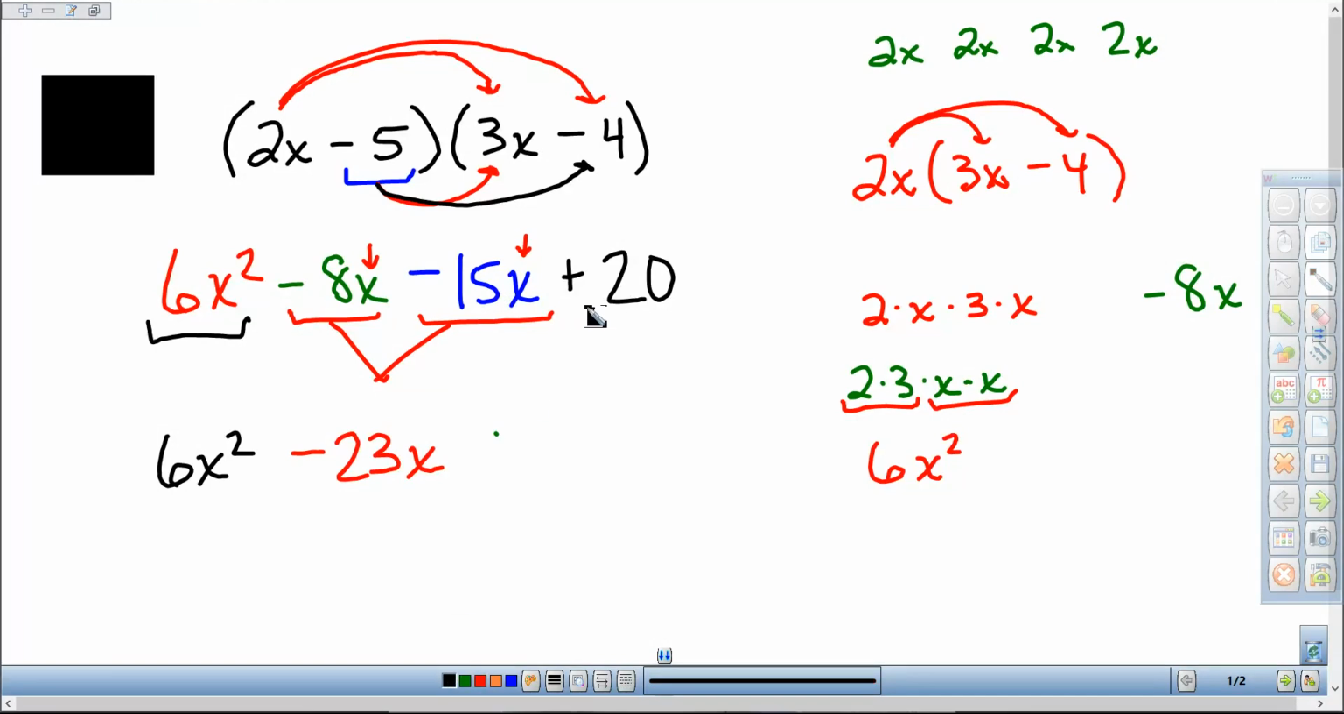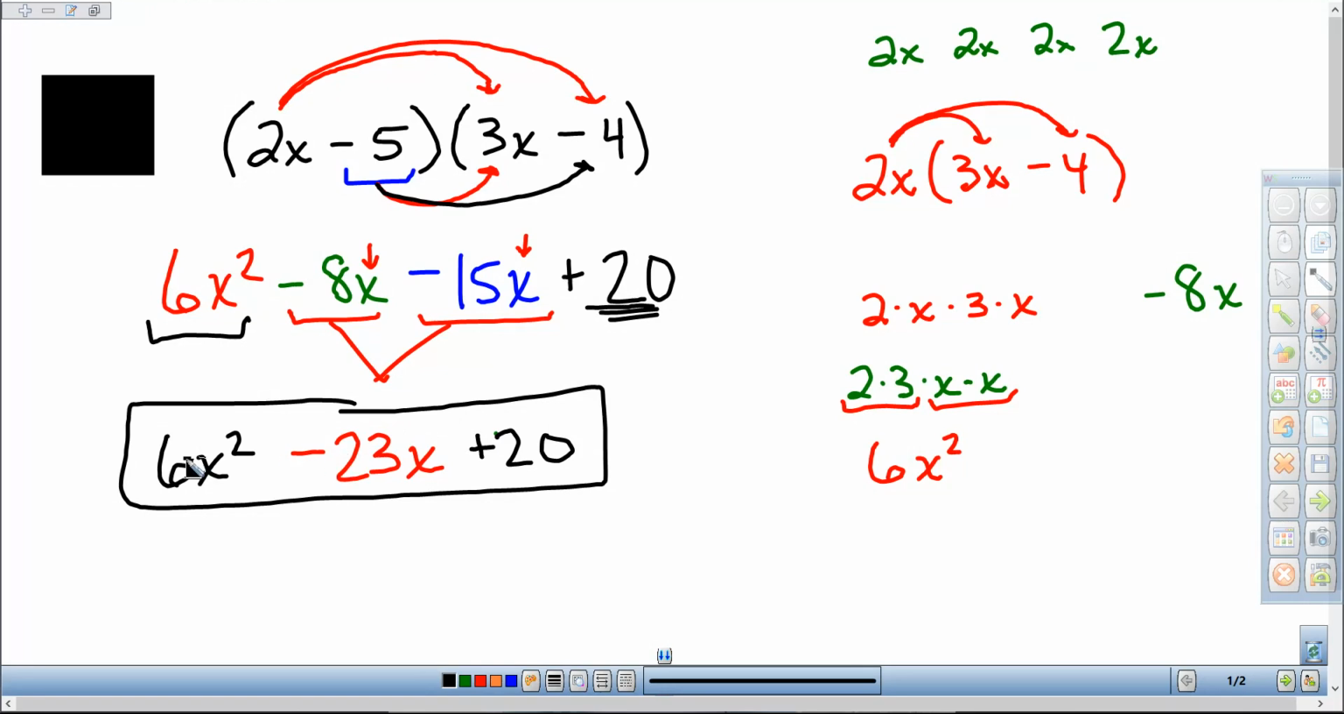And lastly, we have this constant. It is a term of its own. It has no variable attached to it. And my final answer is what we call a trinomial. And it says 6x squared minus 23x plus 20. Now that was our first one. It's going to feel a little slower. It's going to feel pretty complex to start.